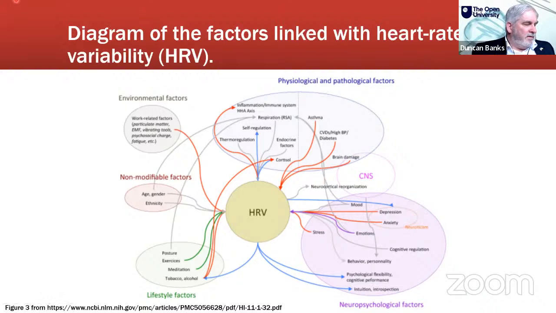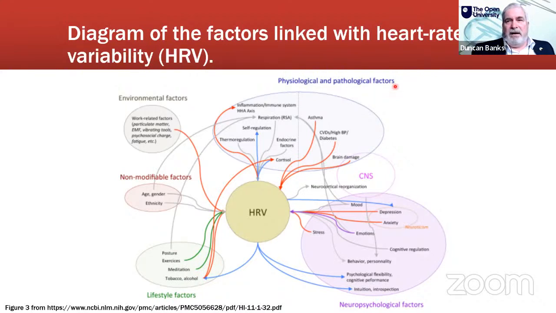You have, for example, environmental factors, work-related factors, non-modifiable factors such as age, gender, or ethnicity. You've also got lifestyle factors like support, posture, exercise, meditation, tobacco, and alcohol. And these are all things you have some control over. You also have the physiological and pathological factors.